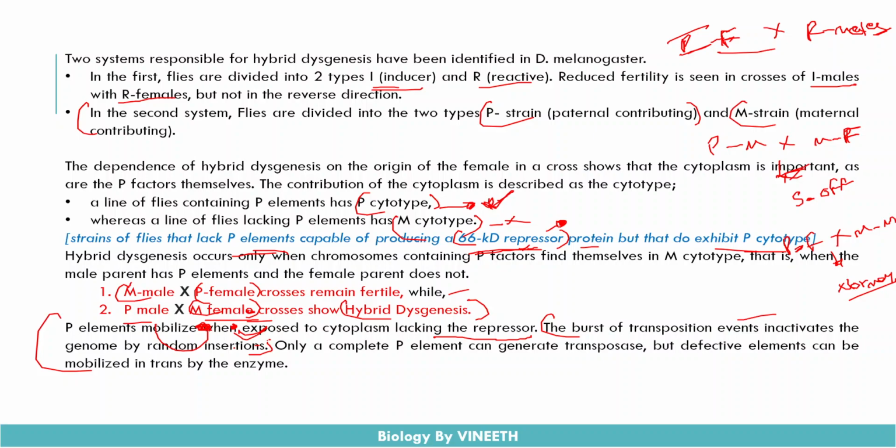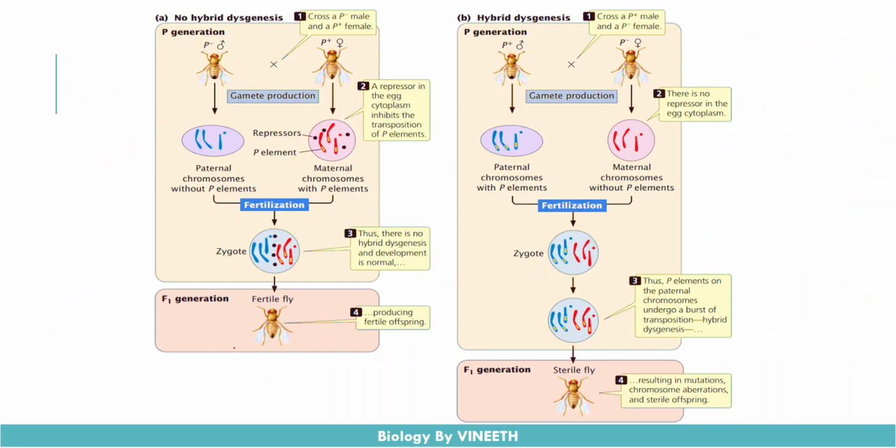The P element will now produce the transposase enzyme, and this transposase enzyme will be involved in the burst of transposition events, and this heavy transposition will cause insertion mutations. Random insertion mutations inactivate the entire genome, which results in the sterile female. So this is about the P elements which are found in Drosophila.